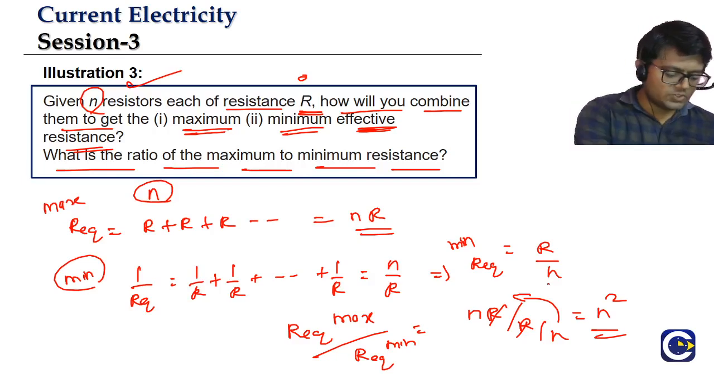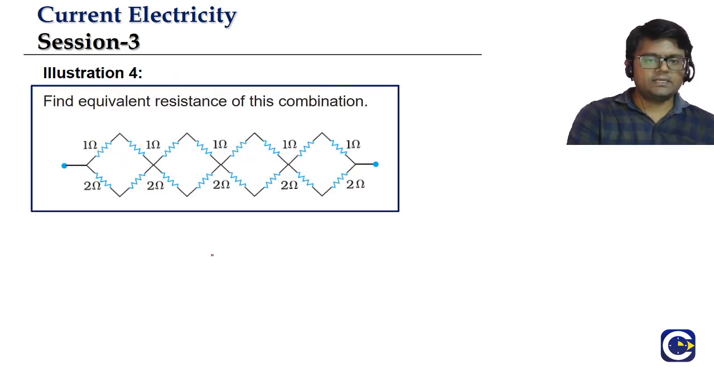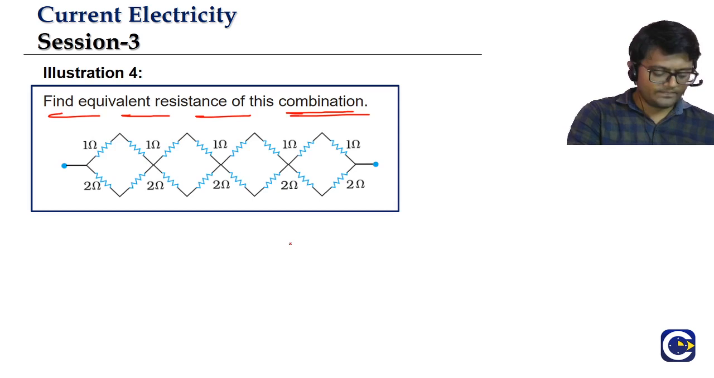Okay, so we'll go to the next part, guys. Look at this question. This is the fourth question of today's session. Find the equivalent resistance of this combination. So we have a combination of resistors. What do we need to find? We need to find the equivalent resistance of this entire combination.